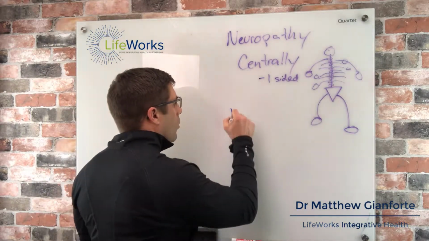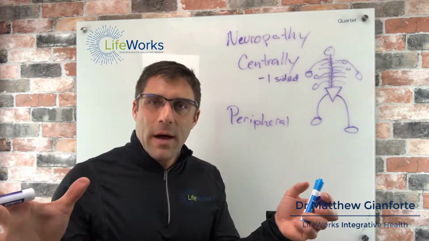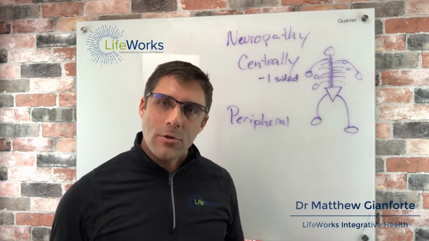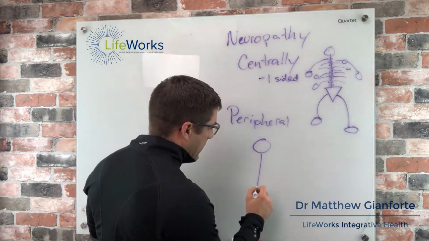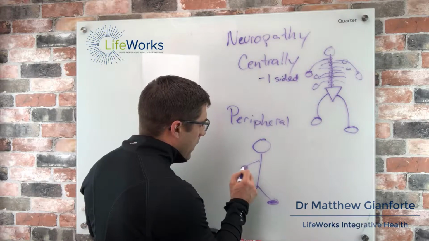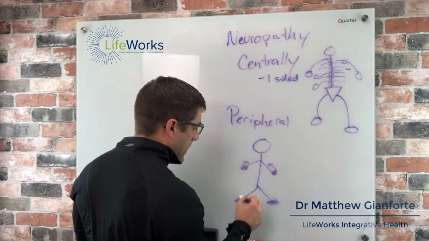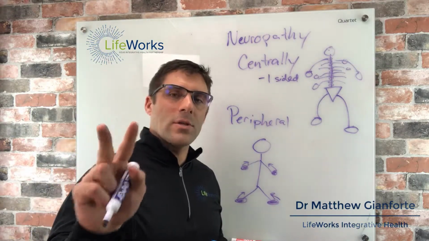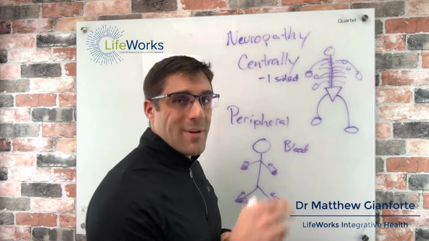Now, peripheral neuropathy means that it's coming from the outside of the body, okay, or the extremities, the hands and the feet, and you're feeling those pain signals come up to the brain, and that's where they're being sent. So the damage is actually happening down here at the feet or out here in the hands, and it migrates toward the body. With peripheral neuropathy, there's two components of your body that are being affected. One is the blood vessels. Two is the nerves.